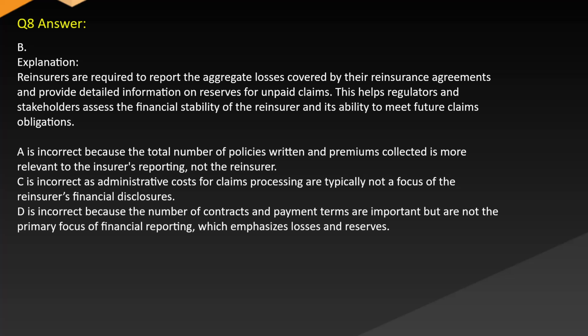A is incorrect because the total number of policies written and premiums collected is more relevant to the insurer's reporting, not the reinsurer's. C is incorrect as administrative costs for claims processing are typically not the focus of the reinsurer's financial disclosures. D is incorrect because the number of contracts and payment terms are important but are not the primary focus of financial reporting, which emphasizes losses and reserves.